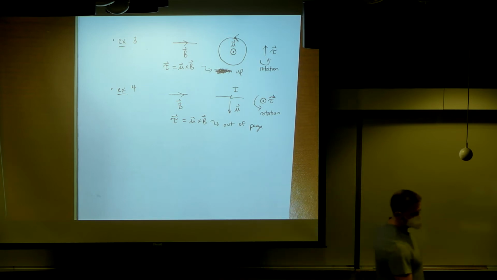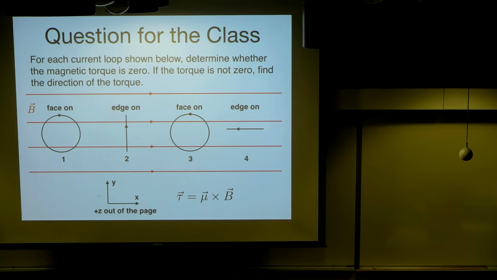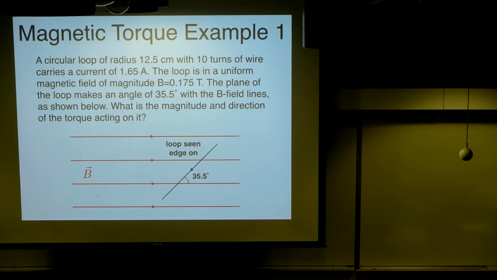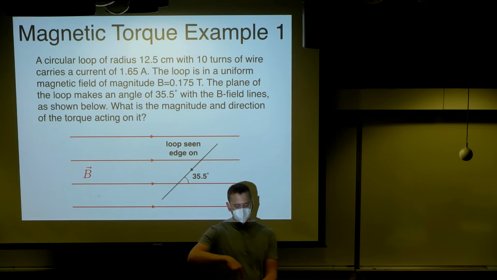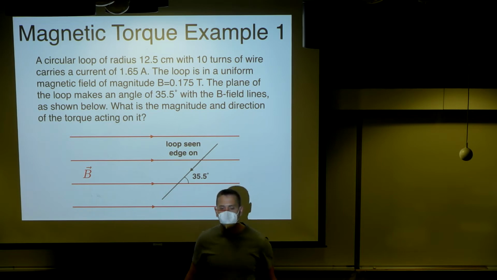All right. So now we know how to deal with torque. Let's do a few more things that have to do with torque. In this one, we're going to make some calculations. We're not simply going to work out the right-hand rule to figure out directions. Okay, so we have a circular loop. This has a radius of 12.5 centimeters. And it has 10 turns of wire. So we're going to go around that wire and wrap it around the circle 10 times. Okay, that's what's going on.